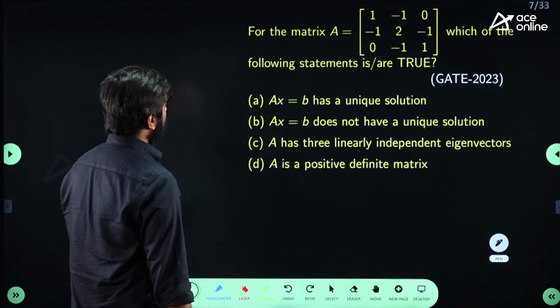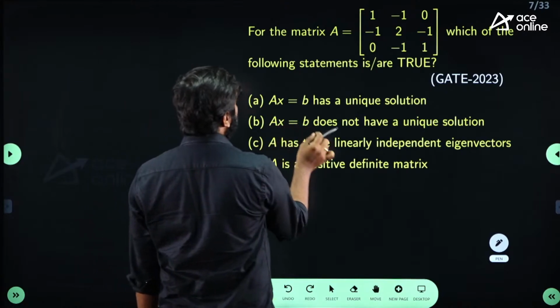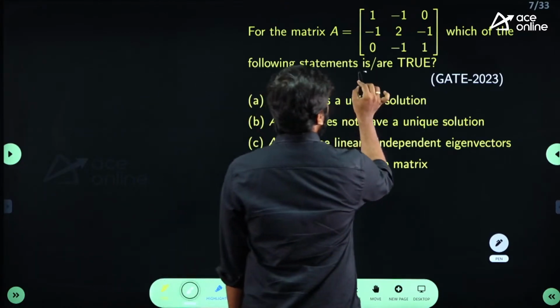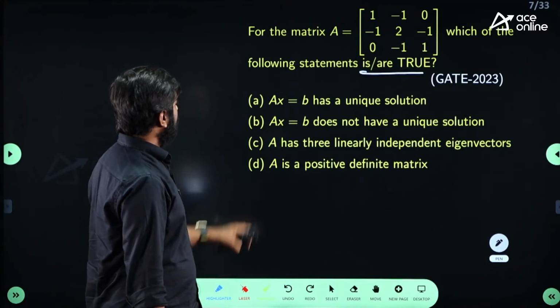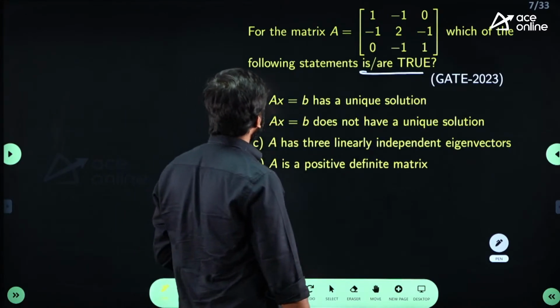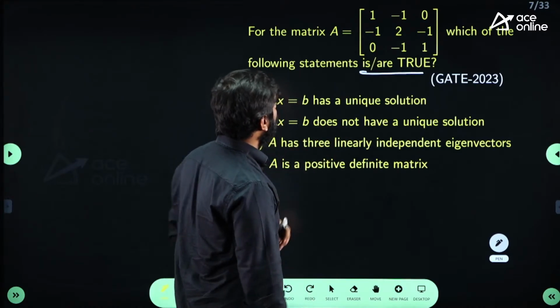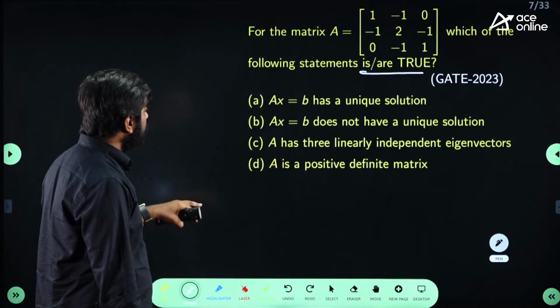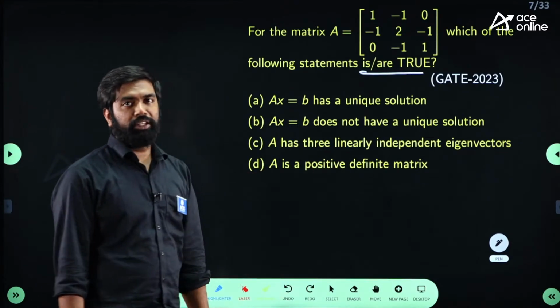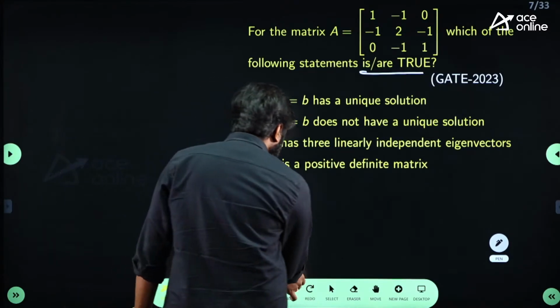For the matrix A, which of the following statements is/are true? If you look at this, it says "is/are", which means it's a multiple select question. The options are: Ax equal to B has a unique solution, Ax equal to B does not have a unique solution, A has 3 linearly independent eigenvectors, A is a positive definite matrix. Okay. So now how do you solve this?